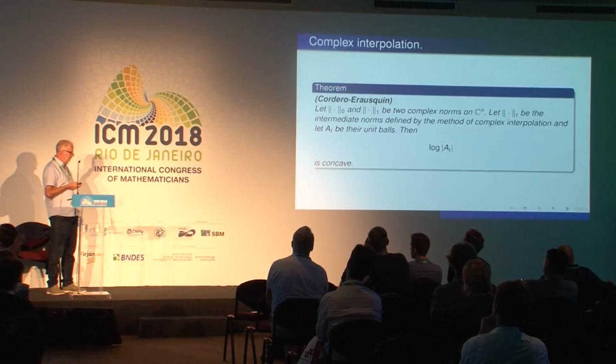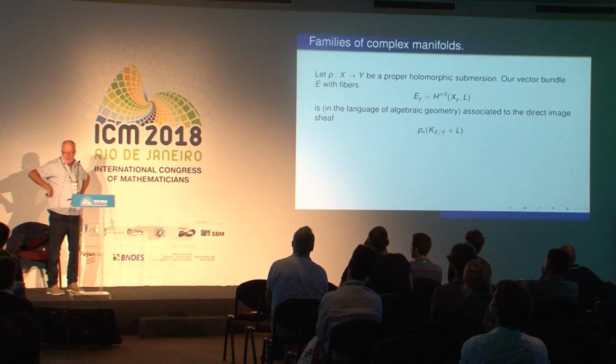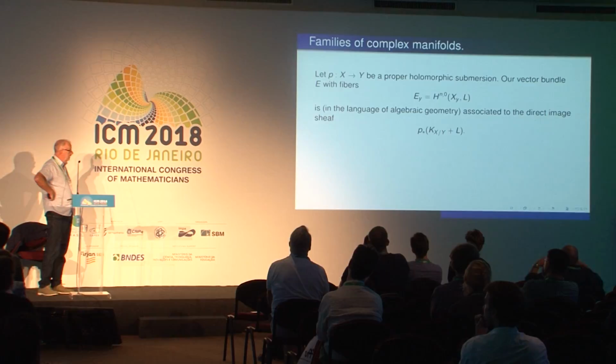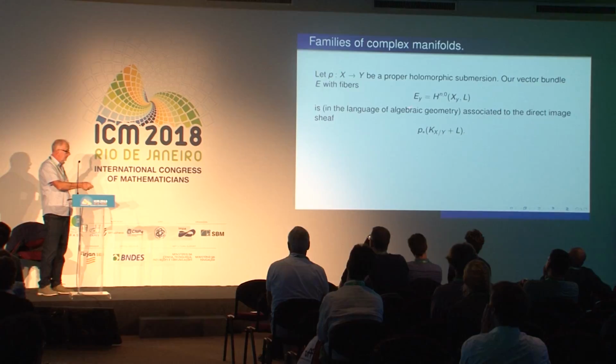And then I'll move quickly to families of complex manifolds. Okay, so now we are looking at the situation when you have X and Y. It's a fibration. It's a proper holomorphic submersion. And our vector bundle had then those fibers here. They are not holomorphic functions, but holomorphic n-forms now.